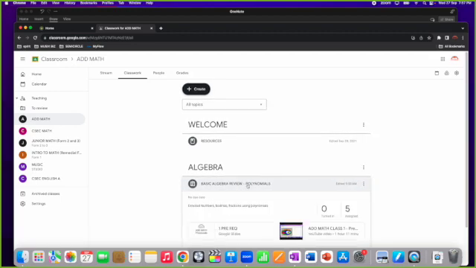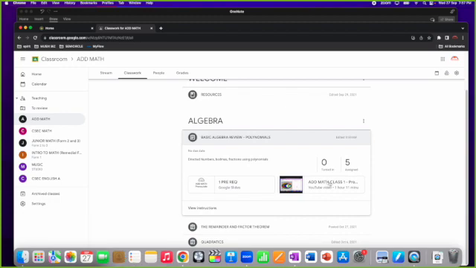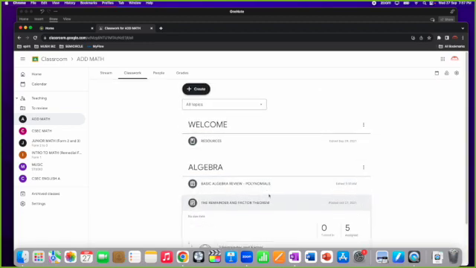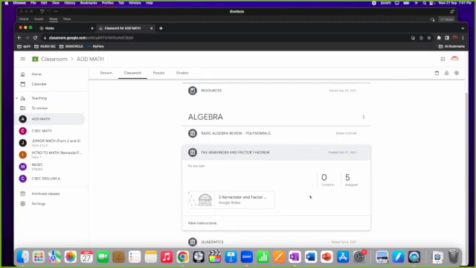So anyways, this is the classroom here. This is the first class that has been added. The second class will be added later this week. And then the third class will also be added at the same time. Right? And that is the remainder and factor theorem.